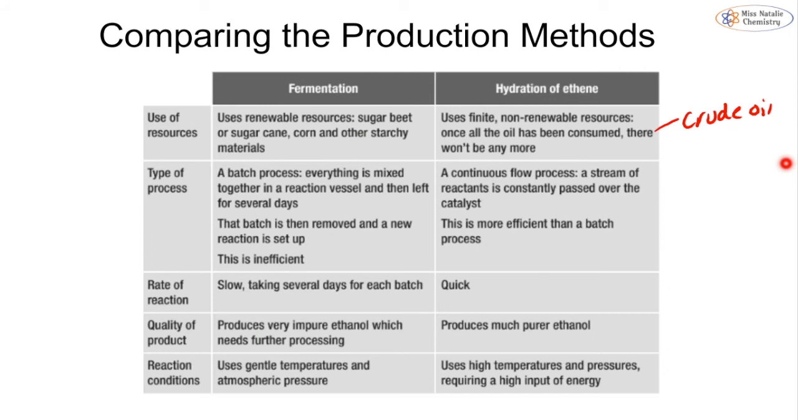Moving on to the type of process, fermentation is what we call a batch process, meaning we set it up, we leave it for a few days, we then remove the batch, and then we repeat with a new batch. The problem with this is it's quite inefficient. We don't want to have to be making new batches every couple of days. Comparing this to hydration, it is a continuous flow process. So we are constantly passing the reactants over our phosphoric acid catalyst, and we're constantly recycling anything that's not used and going back and continuously doing it. So this is a much more efficient process.